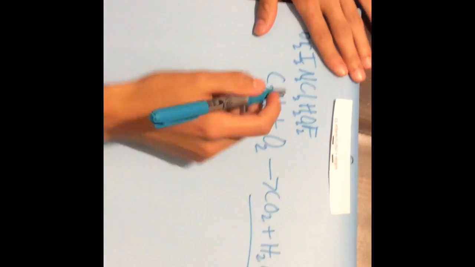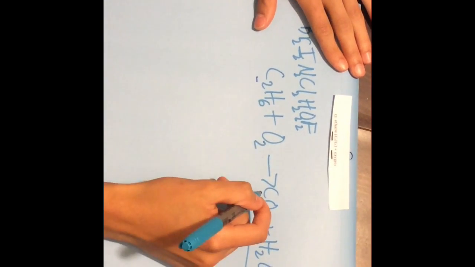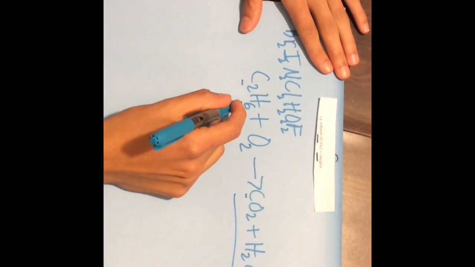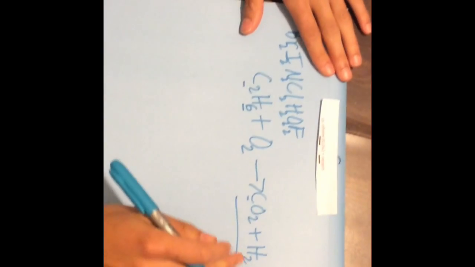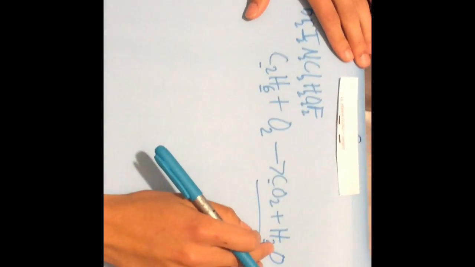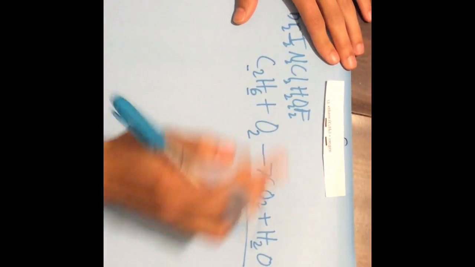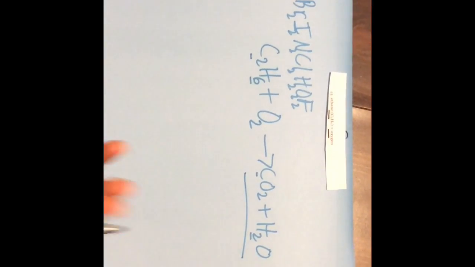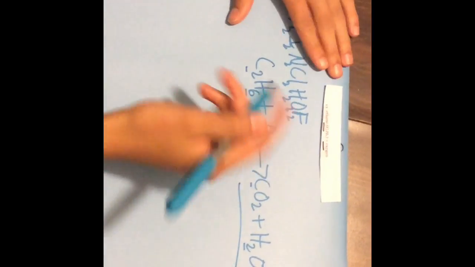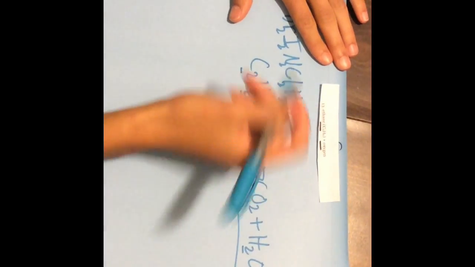So let's see. We have 2 carbons here, only 1 here. 6 hydrogens, only 2. And we have 2 plus 1 is 3, so we have 3 oxygens on this side and only 2 on this side. They're unbalanced. We have to make them balanced by just putting a number. So look, I'm going to show you how to do this right now.